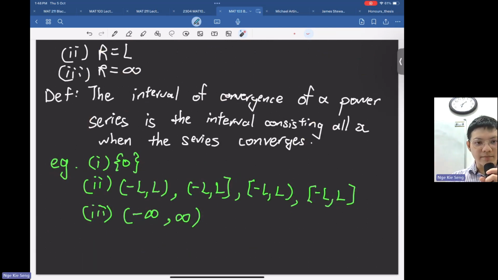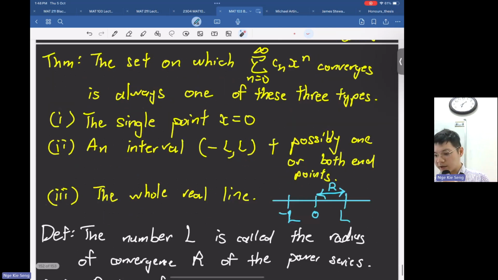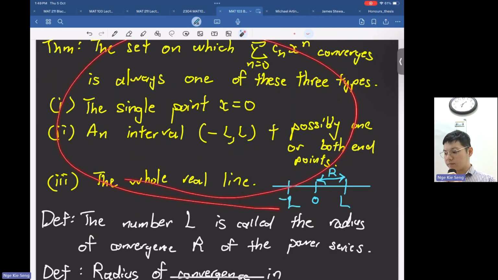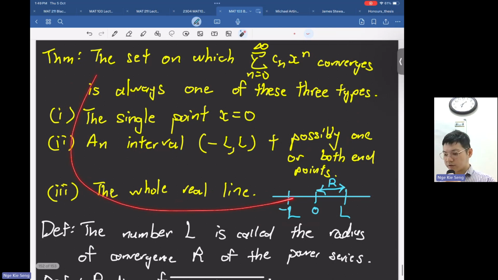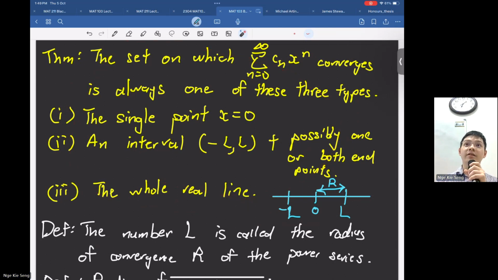So this theorem here, if you're interested, you can go and find the proof. And then you can try to do it.